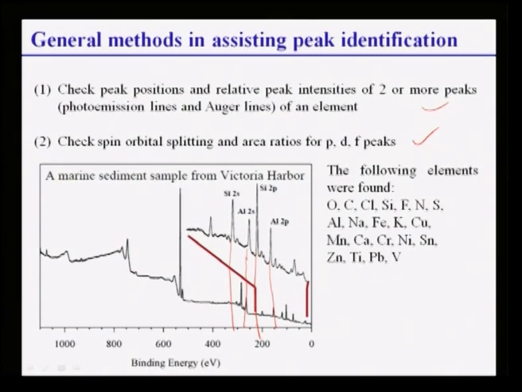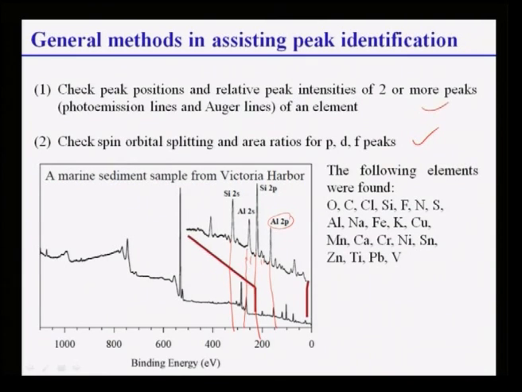To determine whether it is 2p 1/2 or 2p 3/2, one has to look into the area ratios. As you can see, this is aluminum 2p, so this will be 2p 1/2, and this will be 2p 3/2, the small one will be 2p 1/2. Silicon is also like that, one can detect.